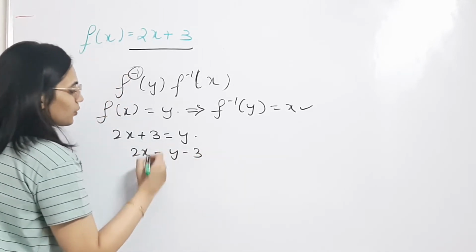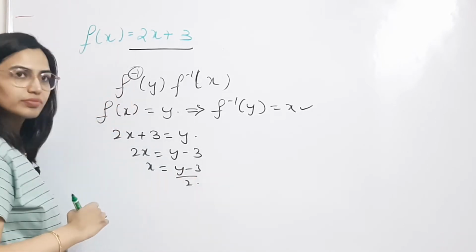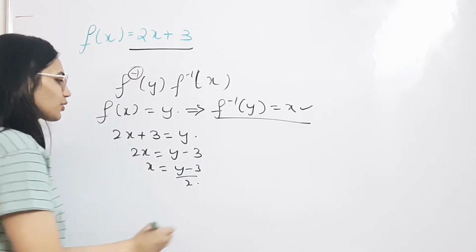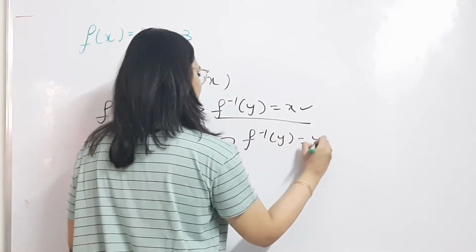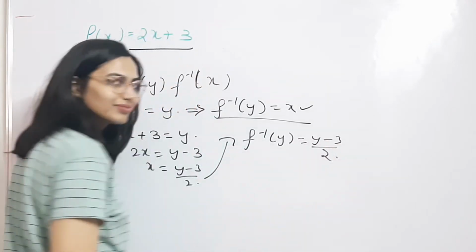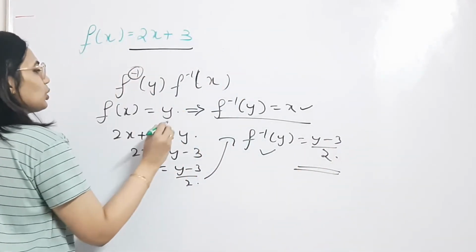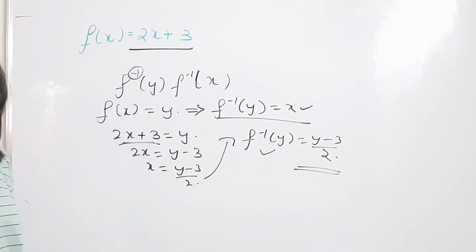So, 2x is equal to y minus 3. x is equal to y minus 3 by 2. Right? And you know for a fact that x is equal to f inverse y. So, can we not say that from here, f inverse of y is equal to y minus 3 by 2? Right? So, this is the inverse of 2x plus 3. That is how you find the inverse function.